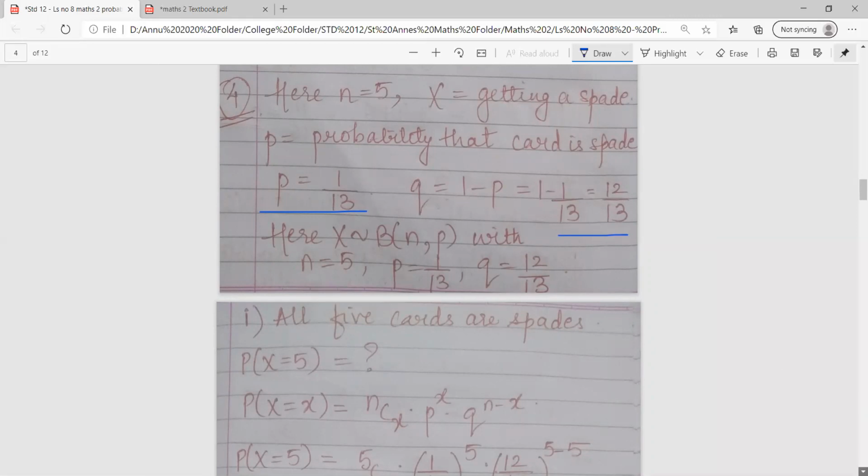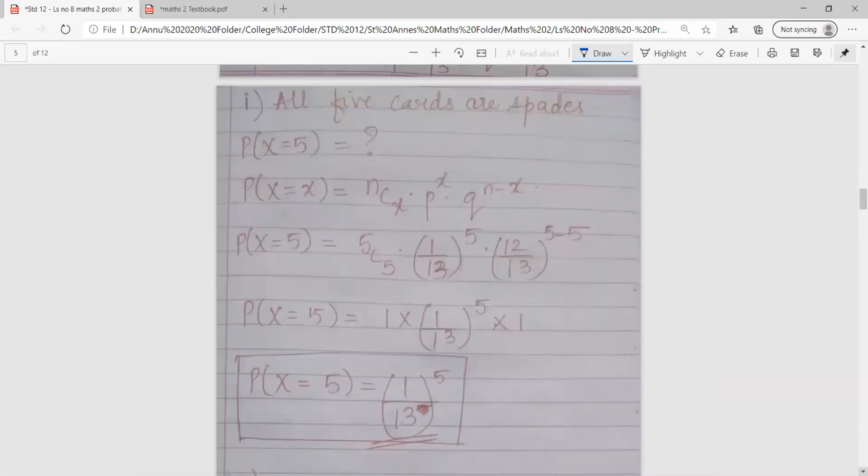So we can start with the first condition: all the 5 cards are spade. That means they are talking about P of X is equal to 5. Again, class, this is a new sum, so at least once we have to use the formula. So we write P of X is equal to NCX into P raised to X into Q raised to N minus X.